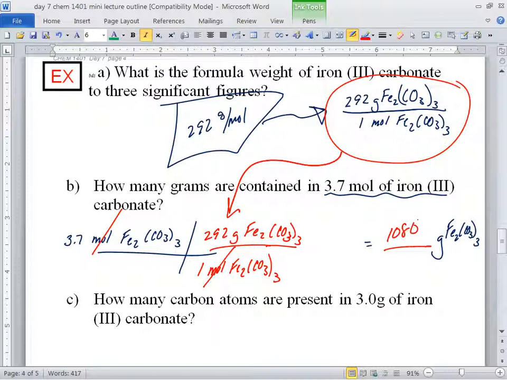All right, did you get around 1080 or so? So that's the answer. Or just 1080. So whenever you want to go from grams to moles or moles to grams, you can go either way. We're going to use that molar mass as our conversion.